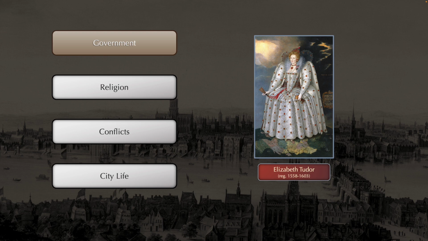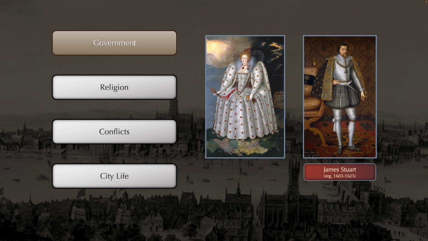She never married, and never gave birth to an heir to the throne. So when she died, there was a succession crisis. Who is going to replace Elizabeth? And it had already been worked out, actually, that her cousin, James Stuart, would accede to the throne.